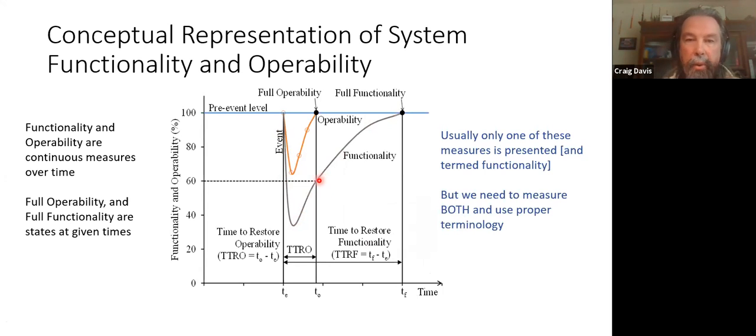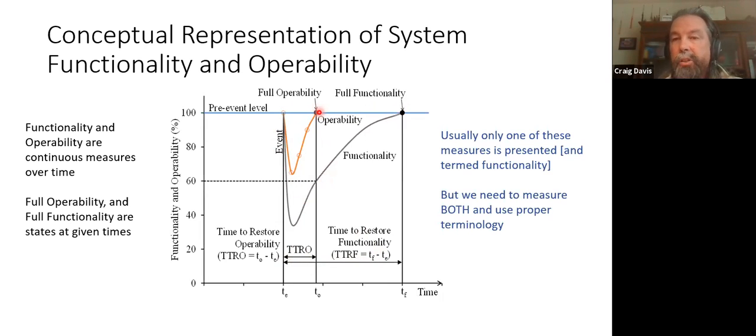And when we lose functionality, we also lose potentially the ability to provide services, right? So we're losing some form of operability. But just because you have damage to a component or a portion of the system doesn't mean that you necessarily lose services or all of the services equivalent to the level of functionality. So down here we have a time to restore operability and a time to restore functionality. Functionality and operability are continuous measures, and full functionality and full operability occur at a specific state.